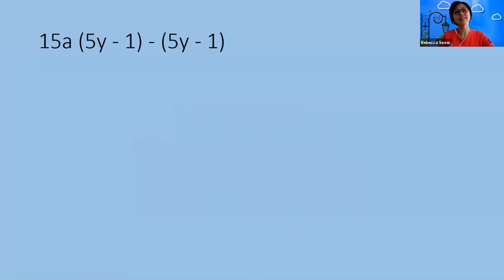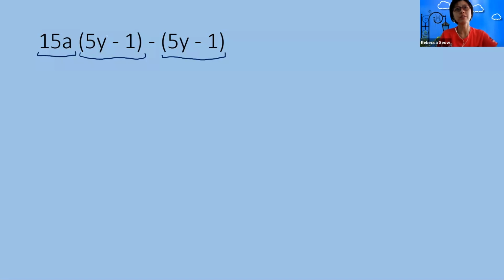Now, looking at this example, we have 15a(5y - 1) - (5y - 1). What we notice in here is that there is this term that is 15a multiplied by another term that is grouped, 5y - 1, and we have minus (5y - 1). Now, when we do factorization, we always want to bring out the terms that are similar.